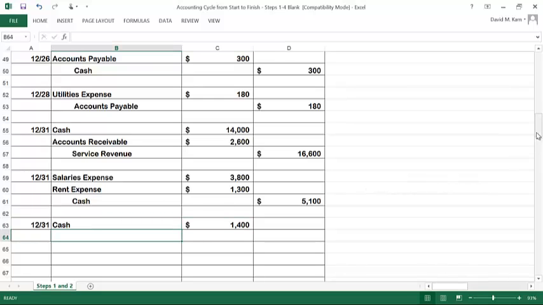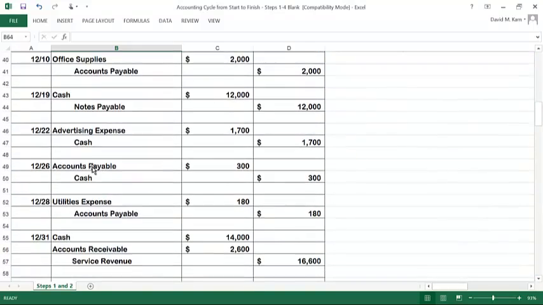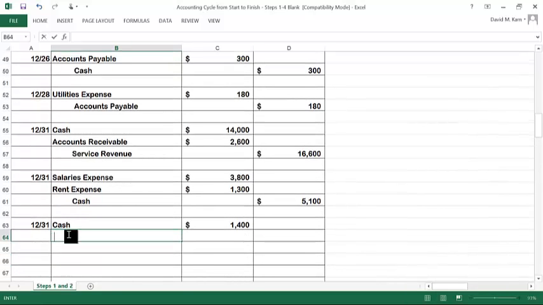Now here's where we have to be careful. Again, we have not yet done the work. It specifically tells us up here in the problem that the services, the auto screening services, are to be performed next month. So now, because they prepaid for those services, we owe $1,400 to them in services. So we have to credit a liability account called unearned revenue. Again, unearned revenue is any money that is paid to us in advance for services yet to be performed. Again, it is a liability account. Therefore, because it's a liability account, it will increase when we credit it.